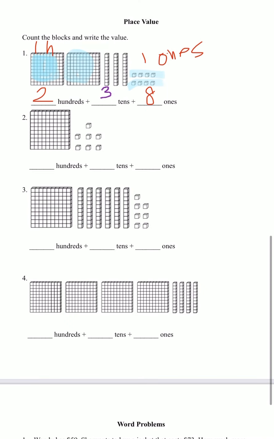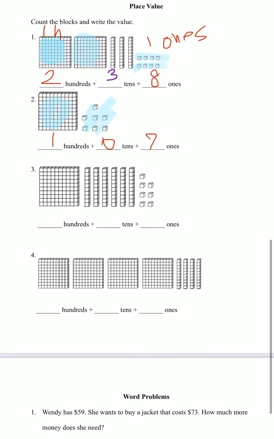Let's try the next one. Here we have 100s, and we don't have any tens, right? So we're just gonna put 0 tens, and here we count. We have 6 and 7, so we have 107 ones. Here again, we have 100s. 1, 2, 3, 4, 5, 6. 6 tens, and here 7 ones again.